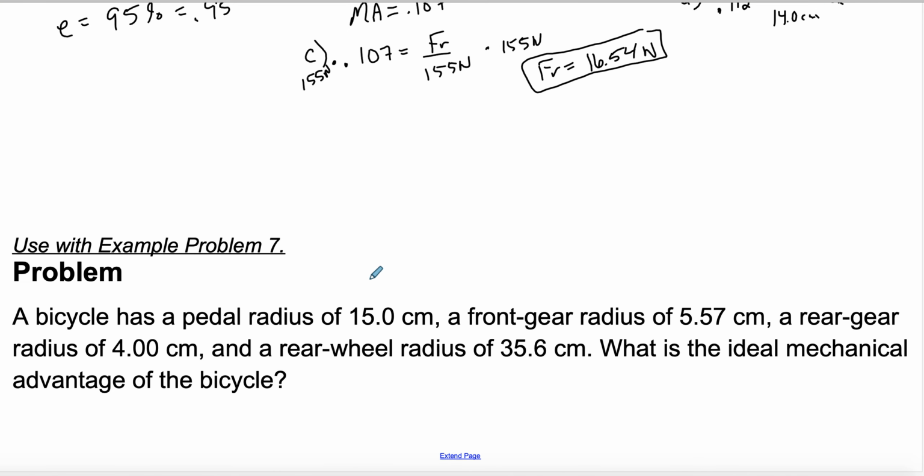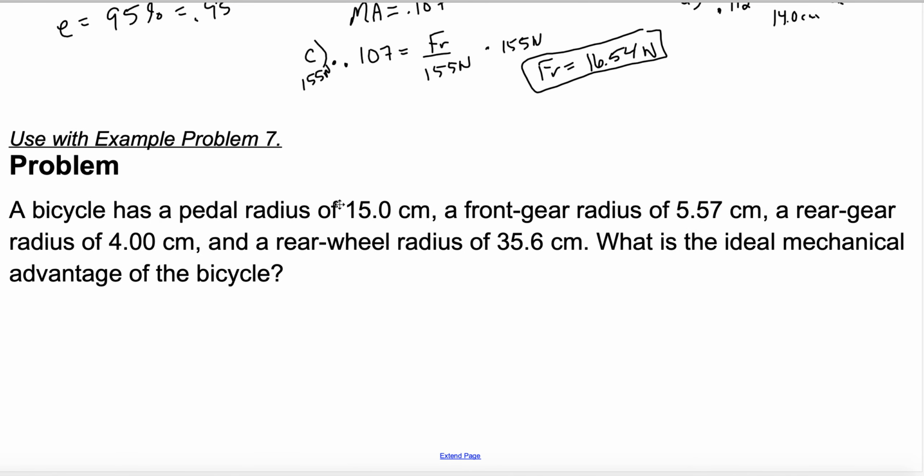So let's take a look at a problem down here. Let's move it up a little bit. A bicycle has a pedal radius of 15 centimeters, a front gear radius of 5.57 centimeters, a rear gear radius of 4 centimeters, and a rear wheel radius of 35.6 centimeters. What's the ideal mechanical advantage of the bicycle? Okay, so now we're talking about the pedals, the front gear, the rear gear, and the rear wheel.